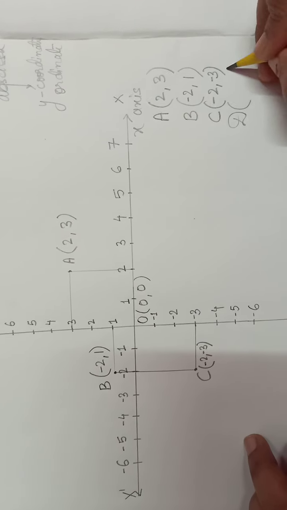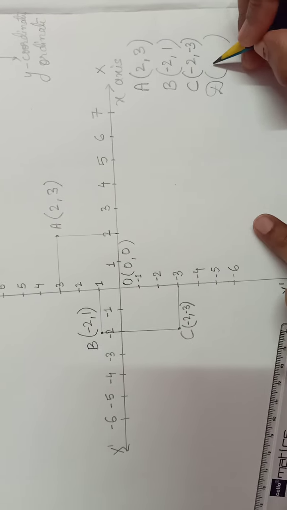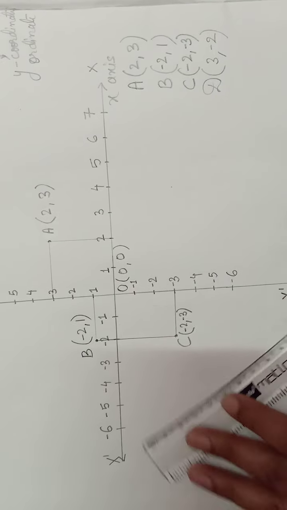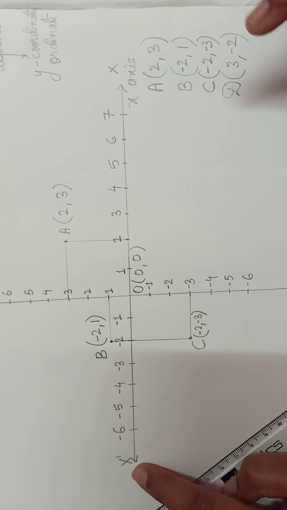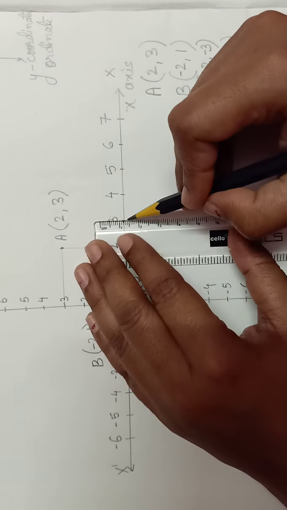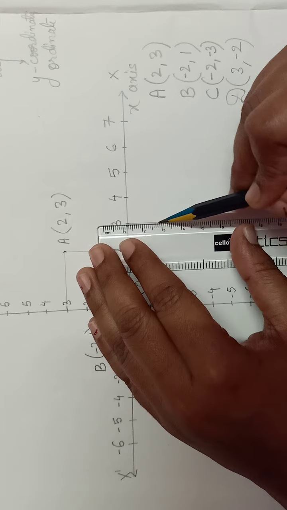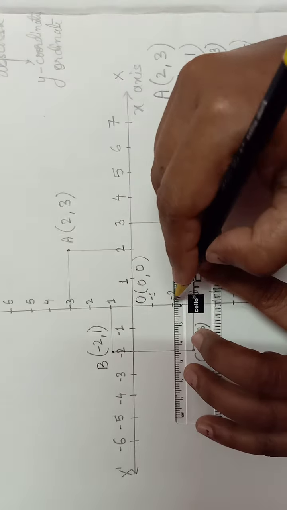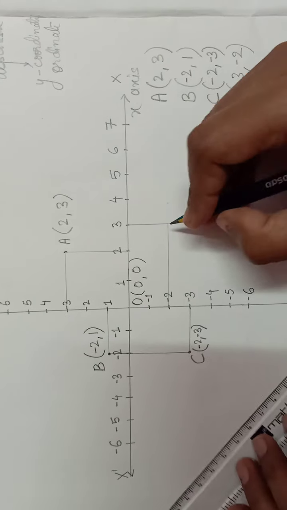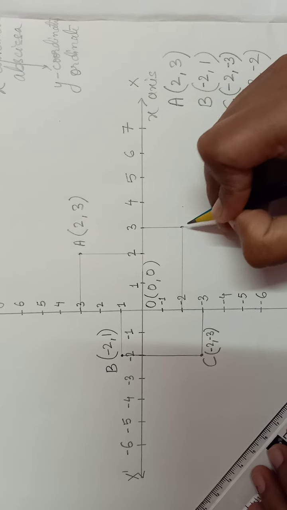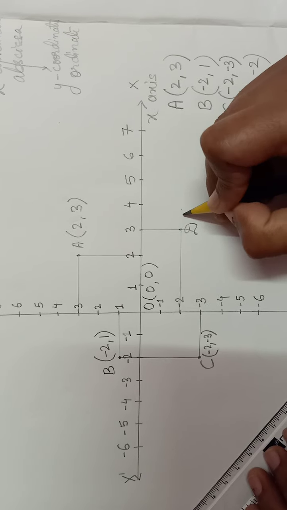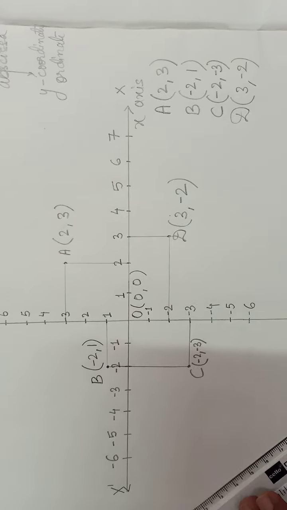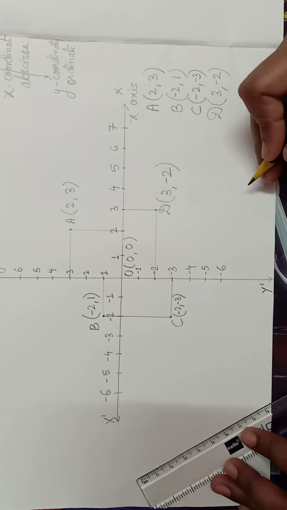Then I am taking one more example, that is (3, -2). The x coordinate, the first number, is 3, and let's go perpendicular from here, and the second number -2 on the y-axis. When these two lines meet, they will give you the point D, which we will mark like this.